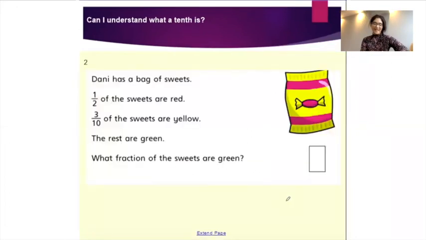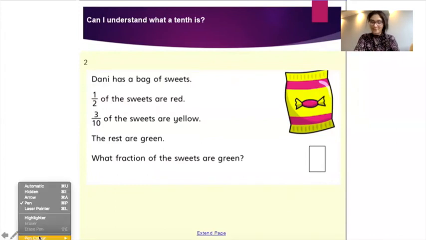Next question here. Danny has a bag of sweets. Now, half of the sweets are red. 3/10 of the sweets are yellow. The rest are green. So what fraction of the sweets are green? Have a go.